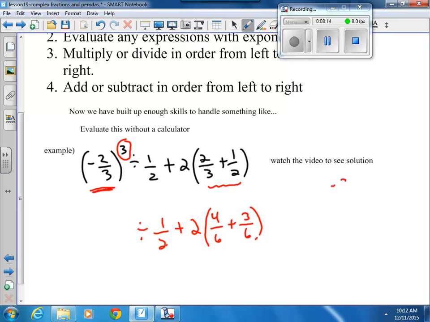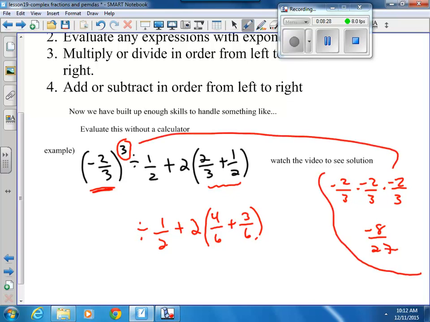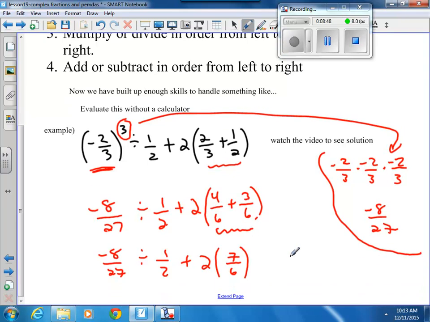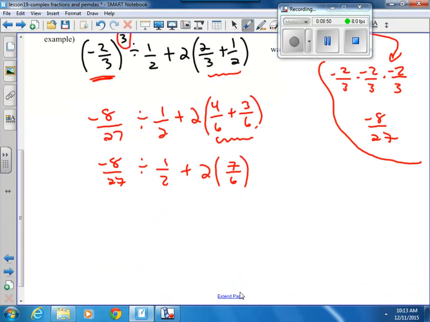Negative 2/3 cubed means negative 2/3 times negative 2/3 times negative 2/3. So that's going to bring you to negative 8 over 27. I'm just going to do that off on the side. Keep cleaning inside these parentheses, so that's going to bring you to 7 over 6. And then keep writing the whole problem out, constantly recording your thoughts. It's sort of the name of the game in algebra.